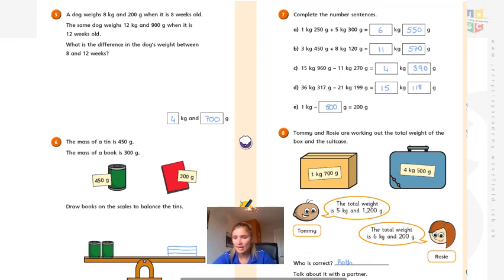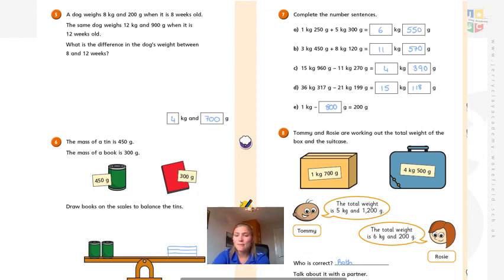For number 7, have a look at the answers there. You could have done your working out either of the 2 different ways that we spoke about to work out those answers. And then for number 8, Tommy and Rosie are working out the total weight of the box and the suitcase. So what I would suggest doing to find out the total, you'll need to add them two together. So 4 kilograms add 1 kilogram is 5 kilograms, 700 add 500 is 1,200. So the answer should be 6 kilograms, 200 grams.